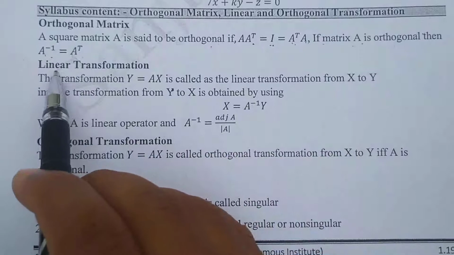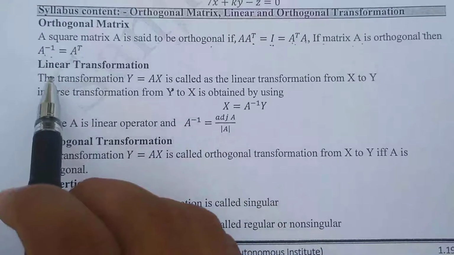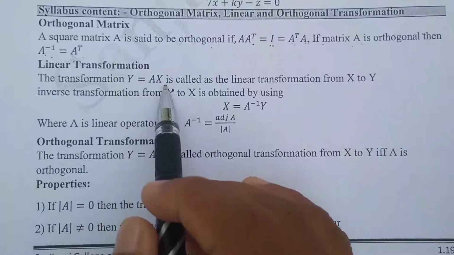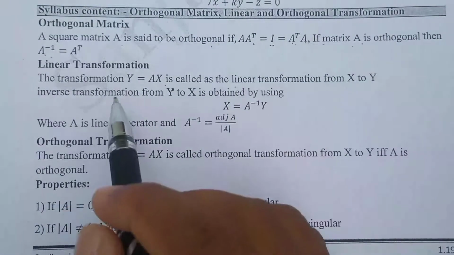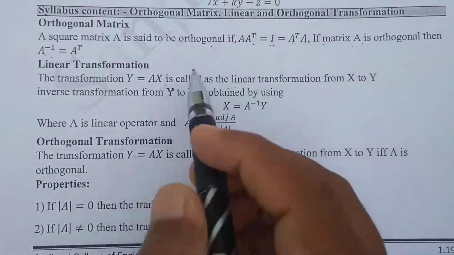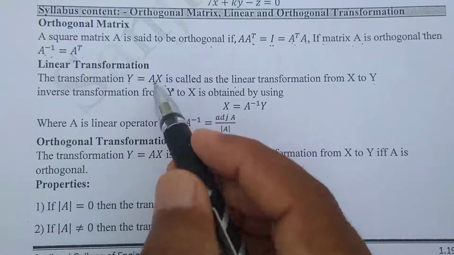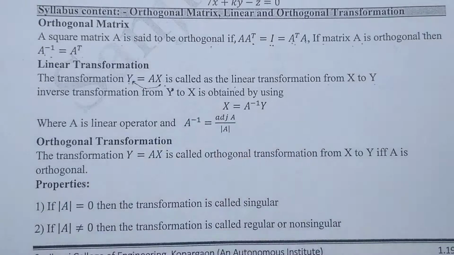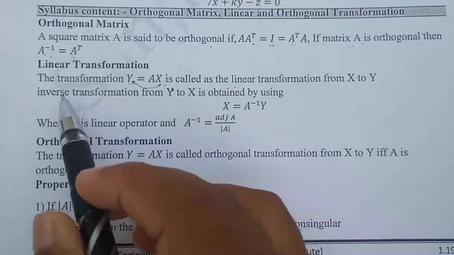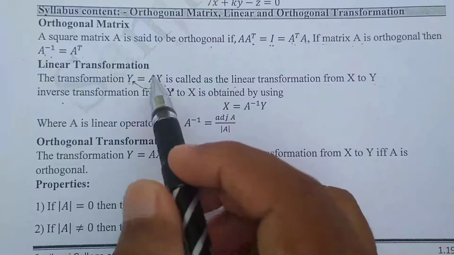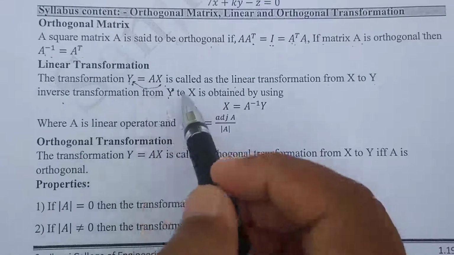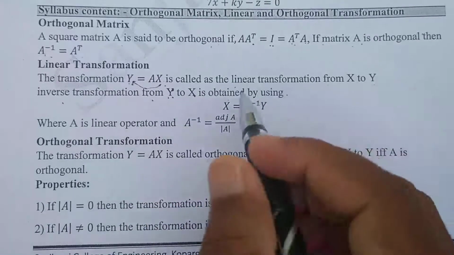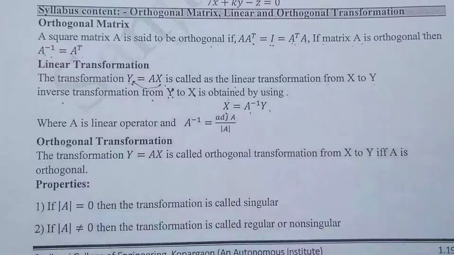Then you see the linear transformation. What is linear transformation? The transformation y is equal to Ax is called a linear transformation from x to y. This is the linear transformation from this x to this y. And the inverse transformation, or inverse transformation from y to x, is obtained by using x is equal to A inverse y.